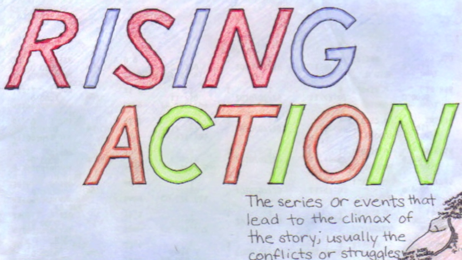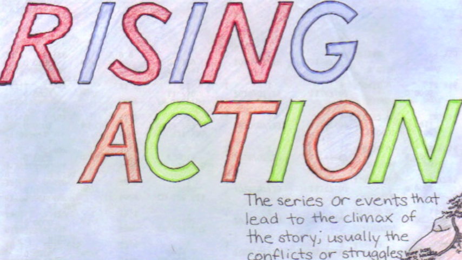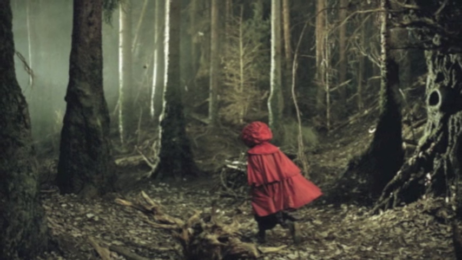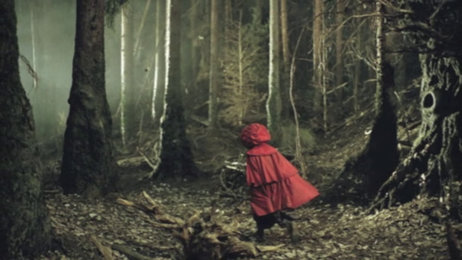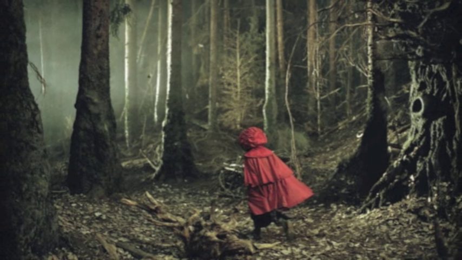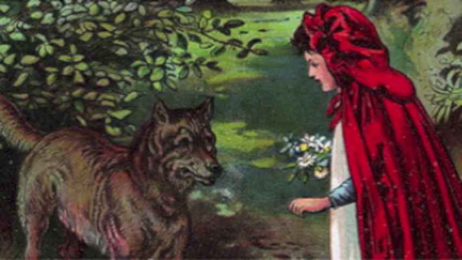The rising action of a story is the series of events that lead up to the climax or most dramatic part of a story. In our Little Red Riding Hood example, the rising action is as follows. Little Red immediately disobeys her mother and enters the woods. She soon meets the big bad wolf and tells him where she is headed.